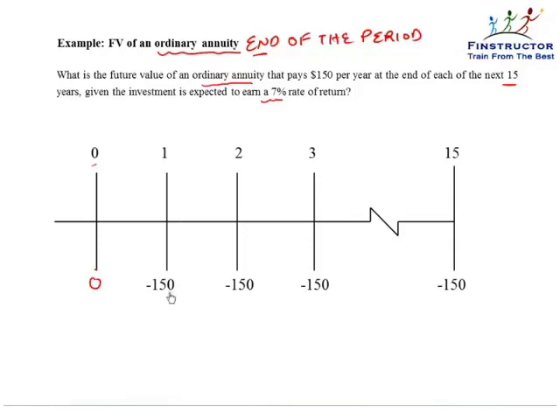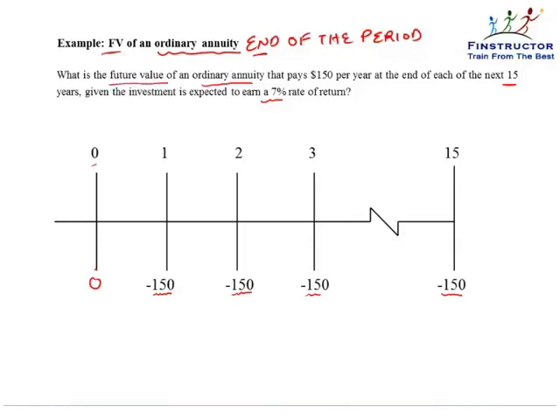At the end of the first year, I get $150, or I pay $150. So never mind the minus sign here, guys. You can assume that you're making the payment, or you can assume that you're receiving the payment. Either way, the future value will come out to be the same. At the end of the second year, I again pay $150, so on and so forth till the 15th year. So this is just a depiction of the cash flows of the ordinary annuity. Question asks, compute the future value.